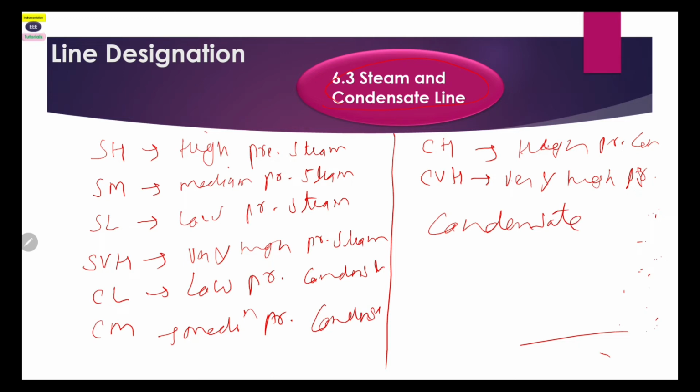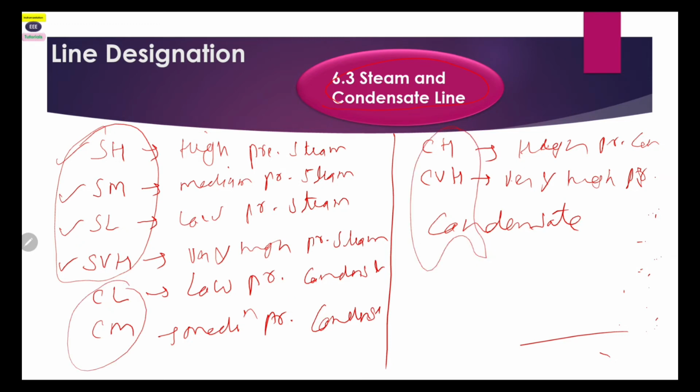So this is the meaning of the steam and condensate lines used in a piping and instrumentation diagram. S is high pressure steam, SM is medium pressure, SL is low pressure, and SBH is very high pressure steam. These symbols are used for steam designations, and CL, CM and CH are used for condensate. So this is the line designation for steam and condensate lines in P&ID.